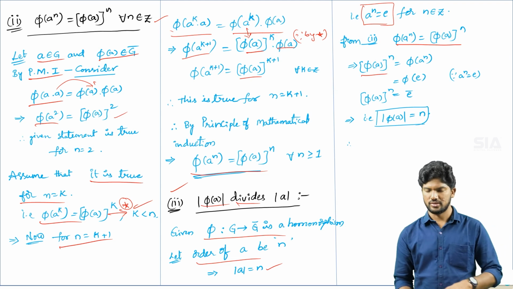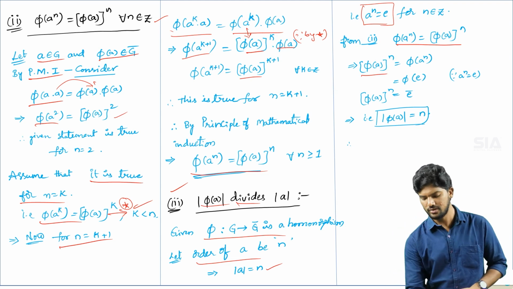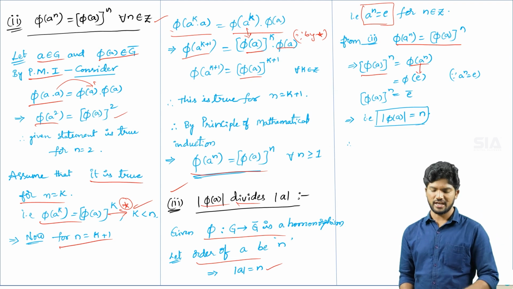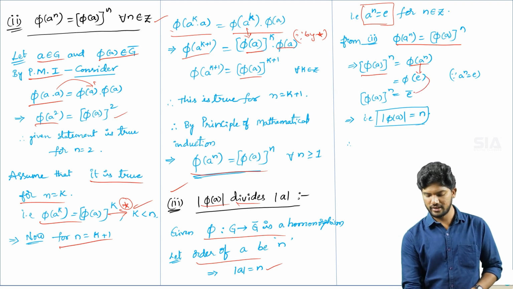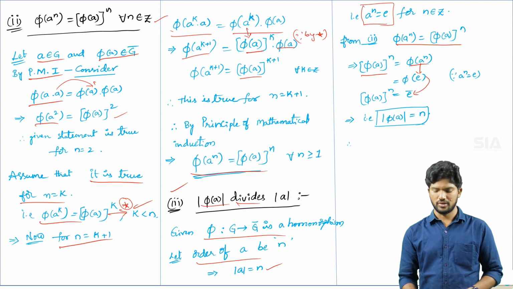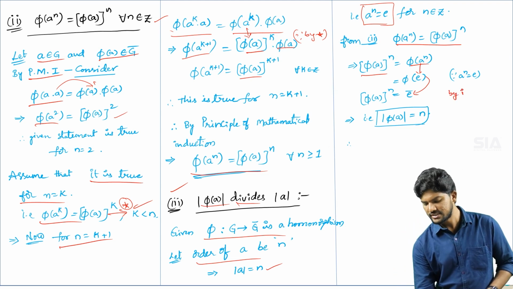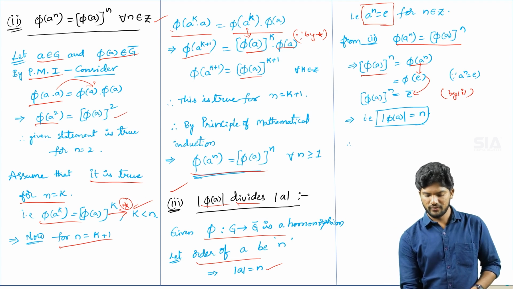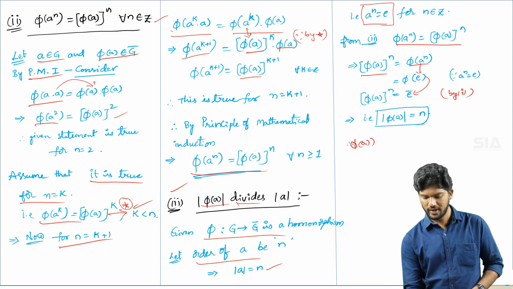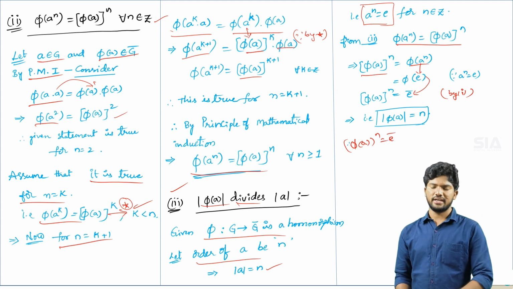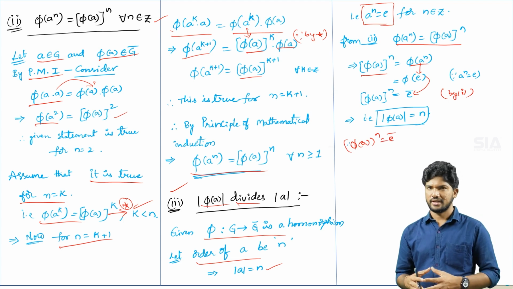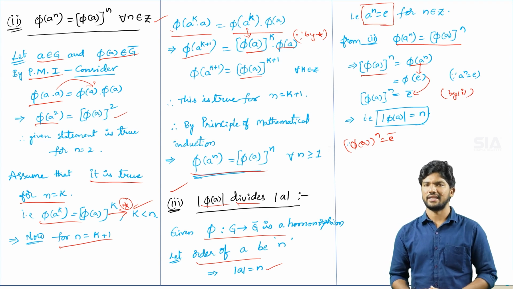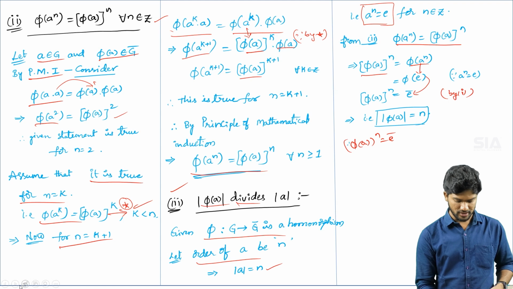Therefore, on the RHS, pi of a whole power n is equal to pi of a power n. In place of a power n I am writing small e, because a power n is equal to small e. According to the first condition, pi of e is equal to e bar. So whenever pi of a whole power n is equal to e bar, it is also in the form of the order of an element. Then the order of pi of a, the homomorphic image of that element, is also small n.